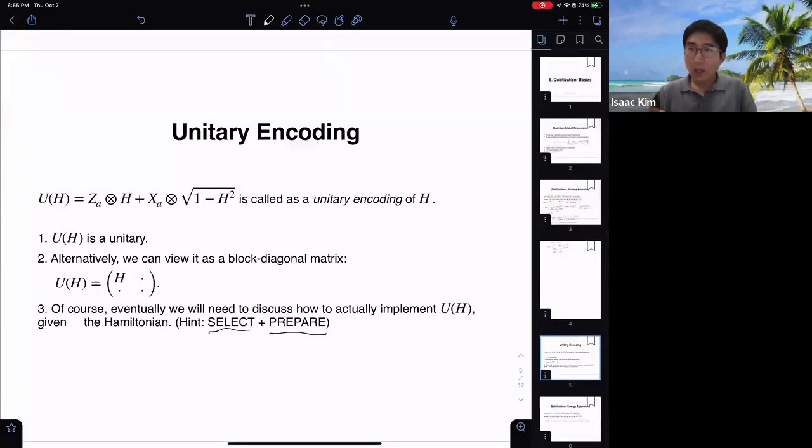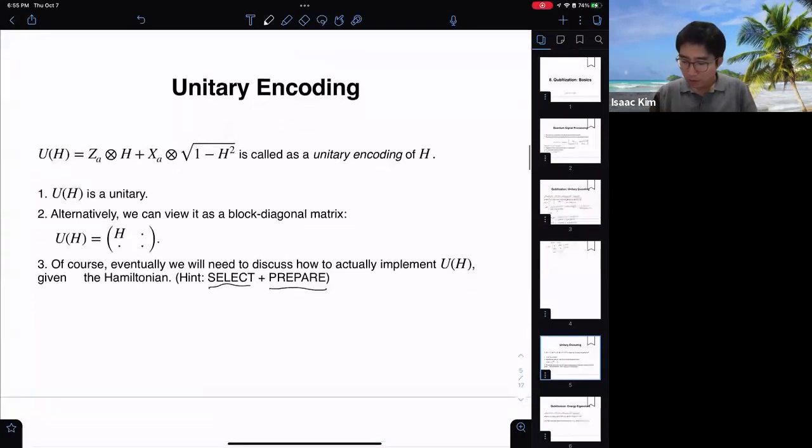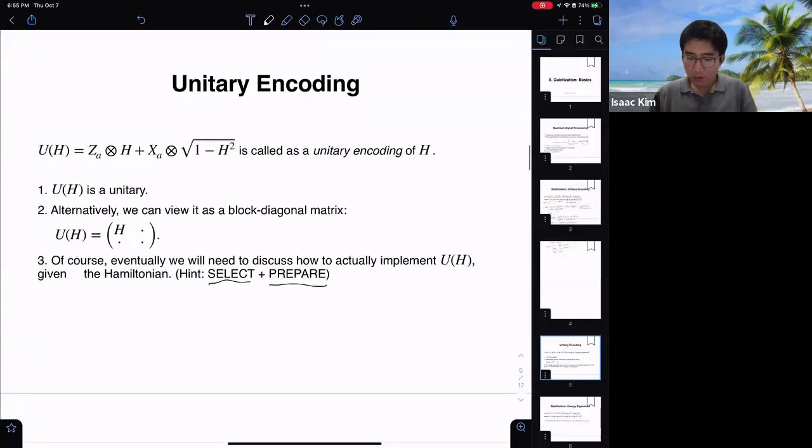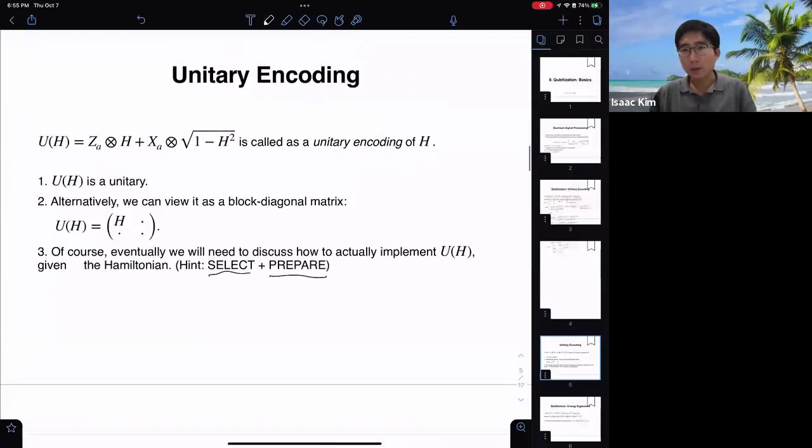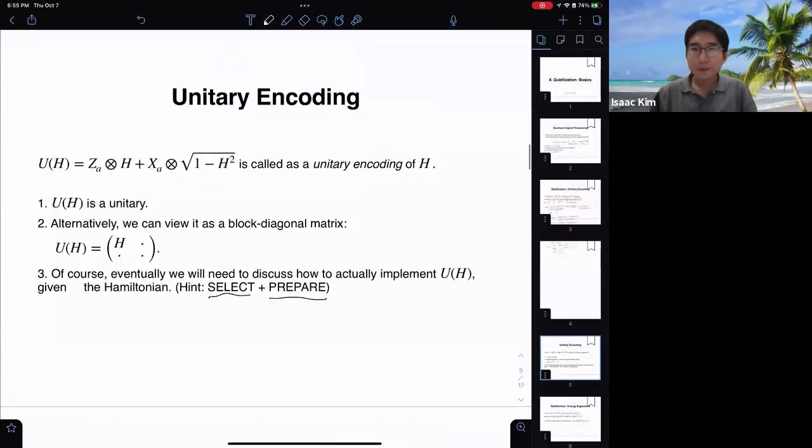Okay, so I will stop here for the first part, and I think this is a good place to have a break. Then I can take questions.